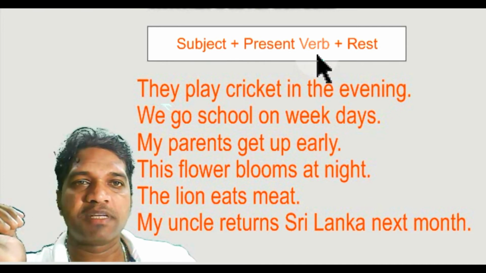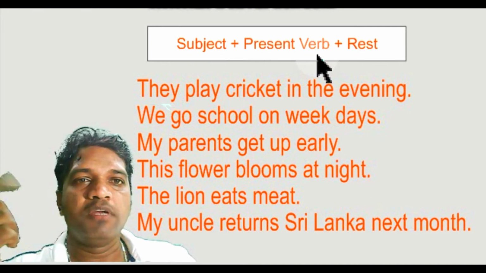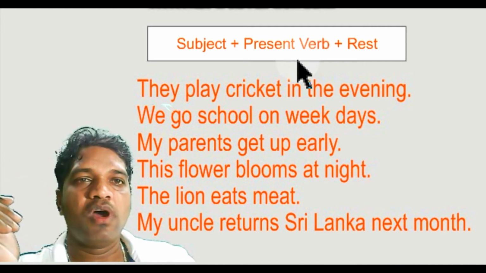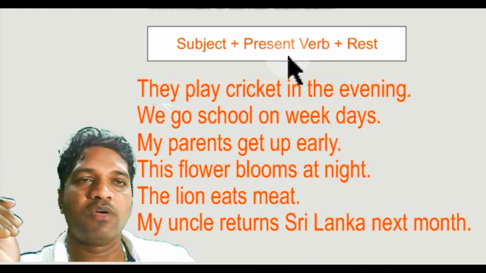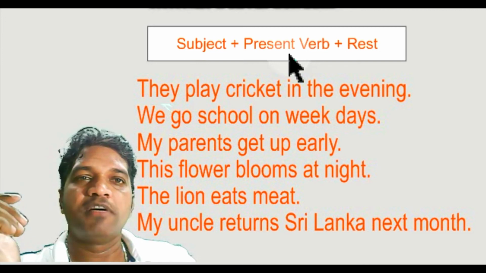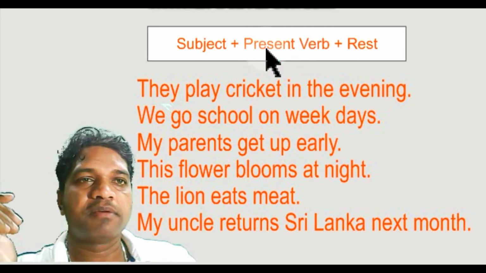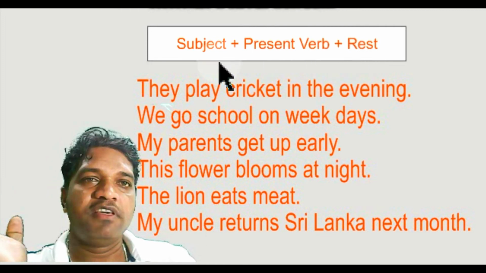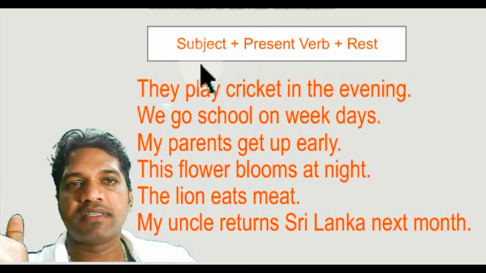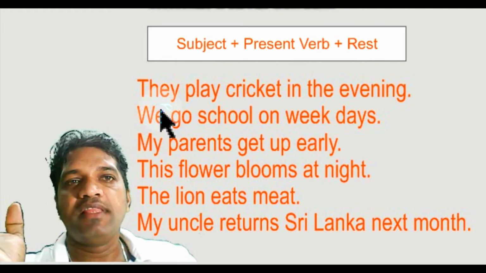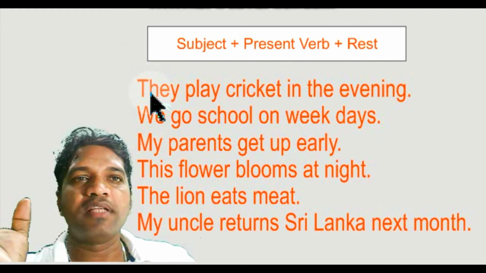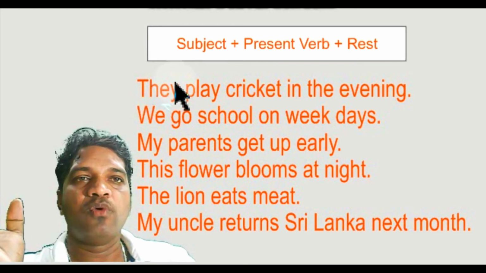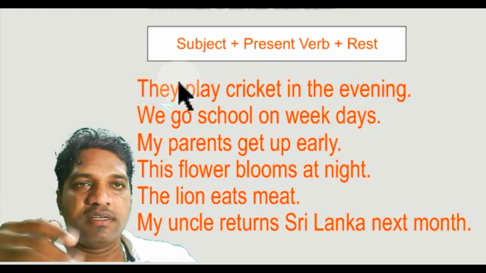How do we turn a present verb into singular? I taught you in my previous video how to turn a plural verb into singular. Sometimes we add s, sometimes we add es, or sometimes we add ies to turn plural verbs into singular, and we take the plural or singular present verb and the other part. That's the structure we want to follow when we make simple present sentences. Then you look at these examples I have made from this structure, right?